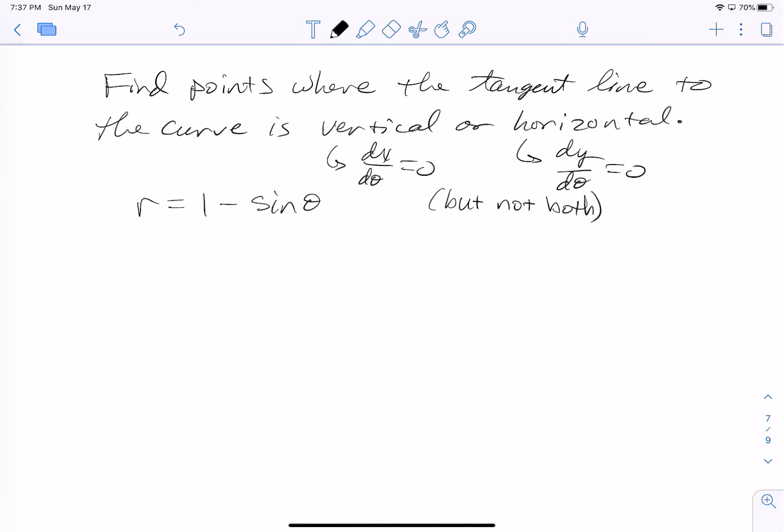Also, as a subtlety, we're asked to find points. These are going to be of the form (r, θ). It won't be sufficient just to give theta answers. All right, I'd like you to get working here.